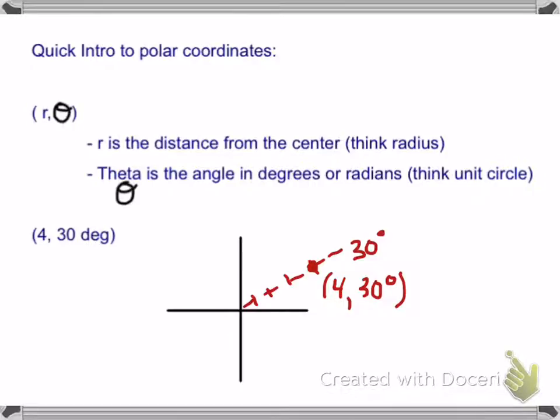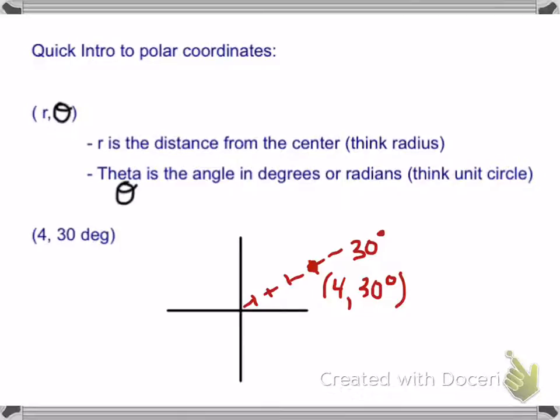So this kind of fits in with what we were just doing with the unit circle, but you're going to start again from the x-axis and count around, just like we did in the unit circle with your degrees or your radians, okay? So when you see a point, it's going to look something like this. It's going to be something like maybe 4, 30 degrees, okay? And you'd probably see it written more like this.